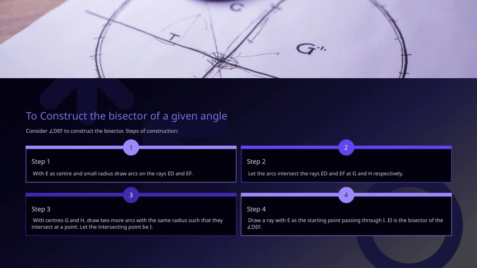So, to summarize, we start with the arcs from E, find their intersections, then use those points to create intersecting arcs to locate I, and finally draw the bisector from E through I. This process is precise but straightforward, and it beautifully demonstrates how geometric constructions can help us divide angles accurately.